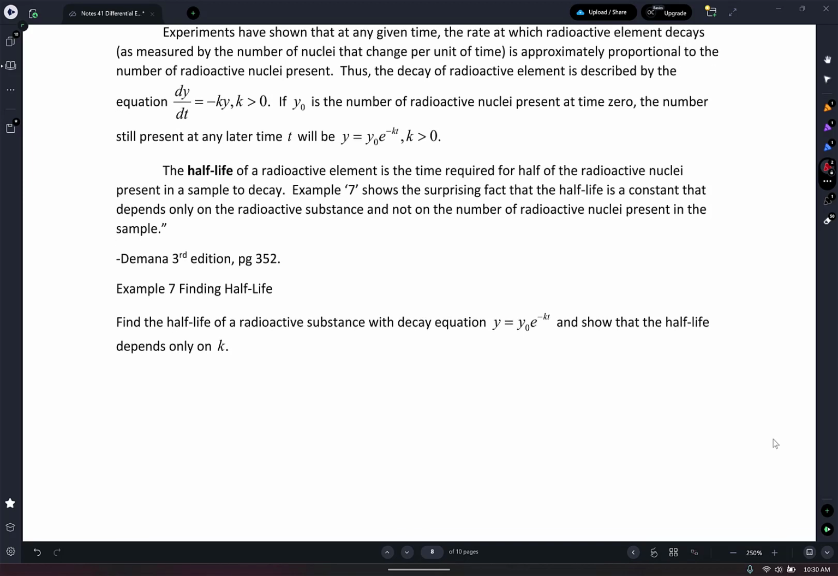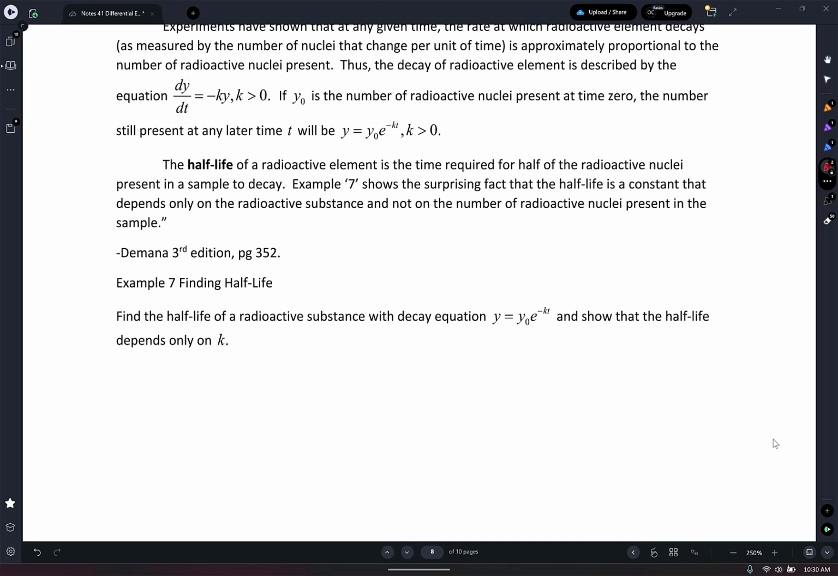Yeah, that's fine. What is that? If y naught is the initial amount? Yeah. Okay. If y naught is the number of radioactive nuclei present at time 0, the number still present at any later time t will be y equals y naught e to the negative kt when k is positive. The half-life of a radioactive element is the time required for half of the radioactive nuclei present in a sample to decay. Example 7 shows the surprising fact that the half-life is a constant that depends only on the radioactive substance and not on the number of radioactive nuclei present in the sample.